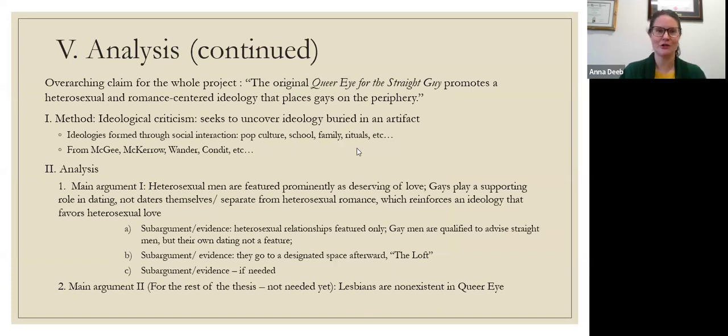here's what my academic paper would argue. My overarching claim might be: the original Queer Eye for the Straight Guy promotes a heterosexual and romance-centered ideology that places gays on the periphery. Stick with me for a second. Let's say the methodology I used was to analyze several episodes, and the critical lens or theoretical lens I looked through was ideological criticism, which you may be familiar with.